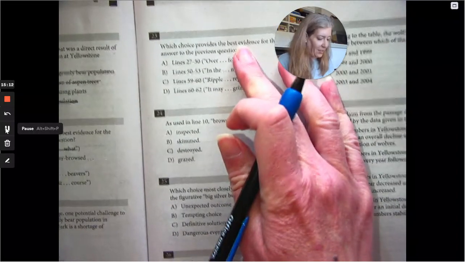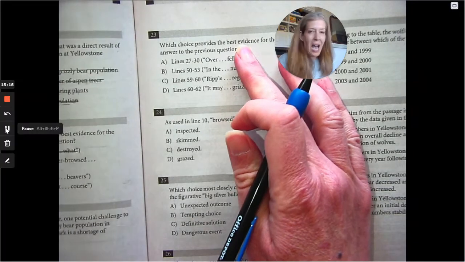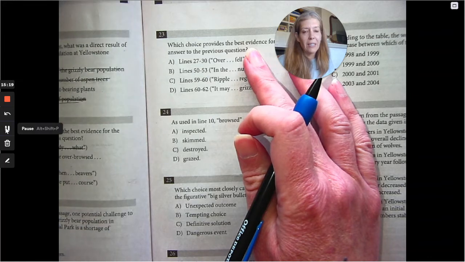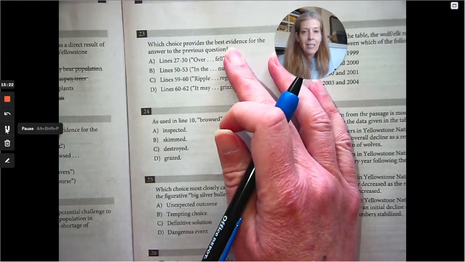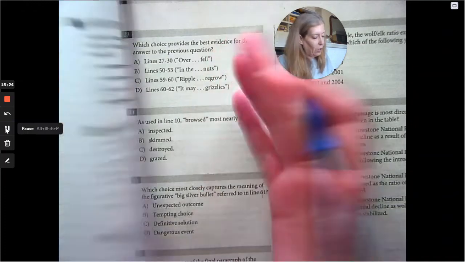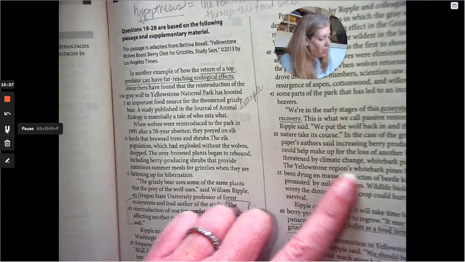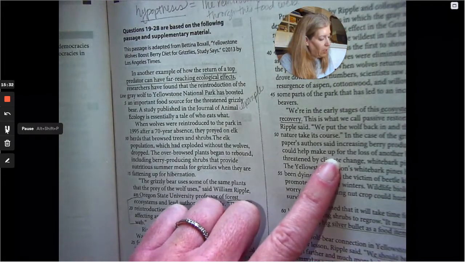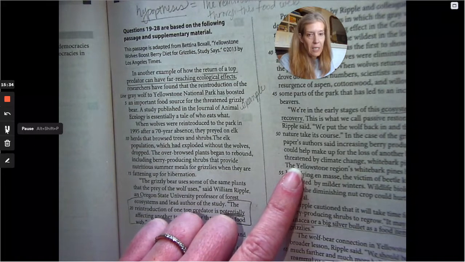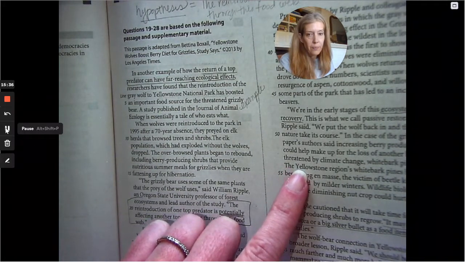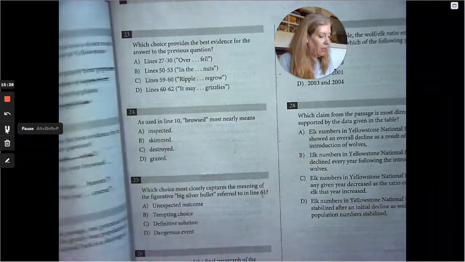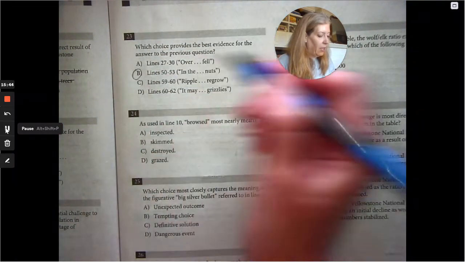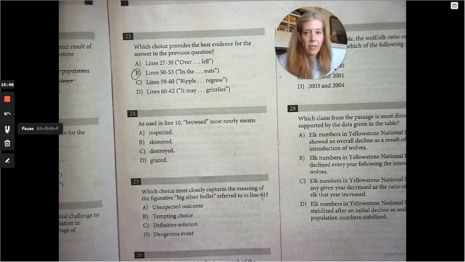Which choice provides the best evidence for the answer to the previous question? Okay, so you just watched me. I went back. I looked. I got the answer right. I know I did because we found the answer. Since we found the answer, I'm going to go back and look and see where I just read. Where did I just read? And so we're in line 50, 53, 54, 55. And then I'm just going to match that, because that's where I found it.